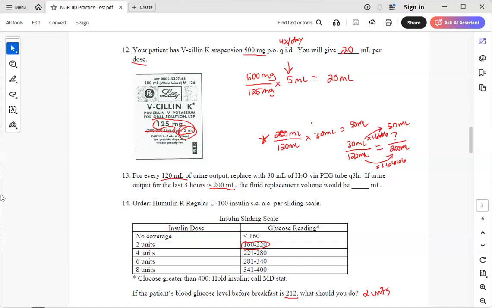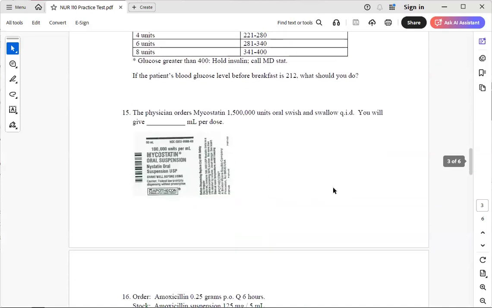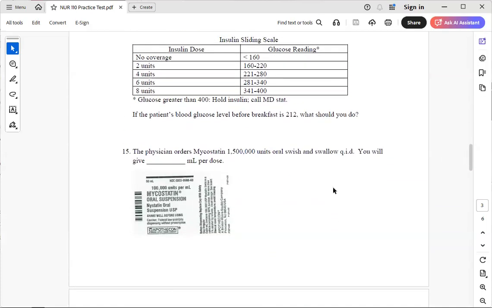All right. Let's see what's next. All right. So another question, where we're going to follow the same tenets of solving these things. We have an order of 1.5 million units of an oral swish and swallow 4 times per day. And again, we want to know how much to give per dose.